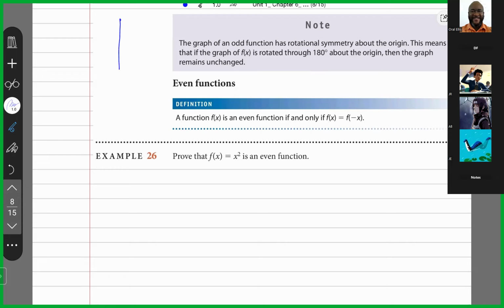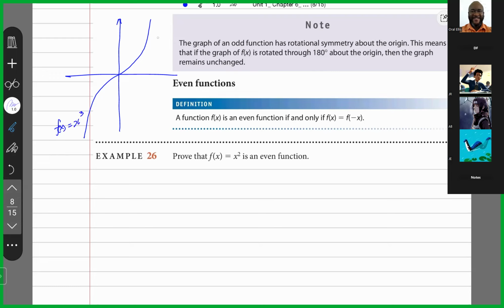Now, I'm just going to do a quick sketch of that graph that we looked at, which is the graph of f of x is equal to x cubed. Now, the graph of f of x is equal to x cubed will look something like this. All right, so this is the graph of f of x is equal to x cubed.